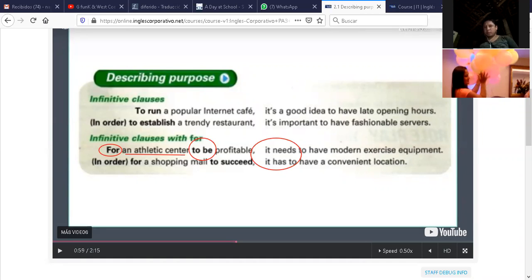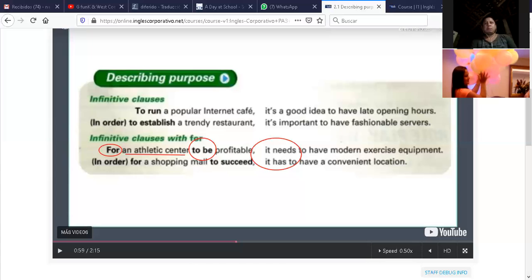Okay. Now, if you want to say something else, you can use in order to. The structure is not going to change. In this case, it's in order for a factory to be good, comma, in order for good operators. In those last two, it really makes no difference. For a factory, or in order for a factory, it's the same. That's up to you. In order for a newspaper to be credible, it must provide the latest news.